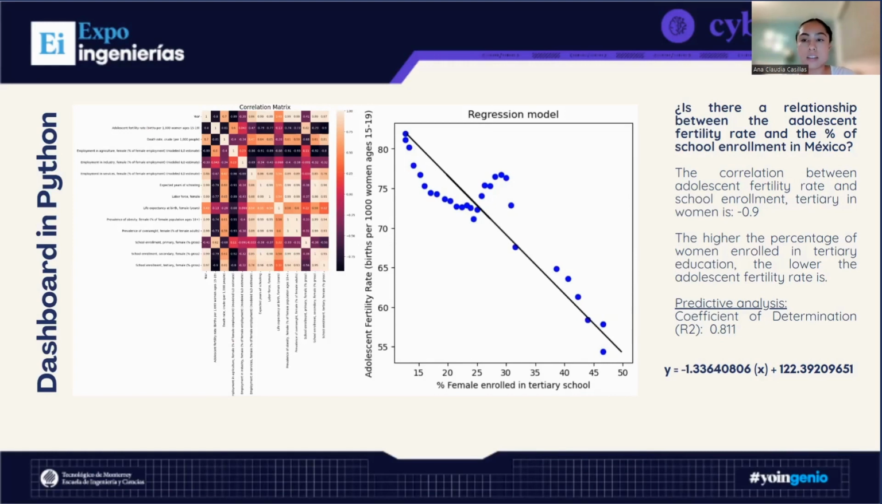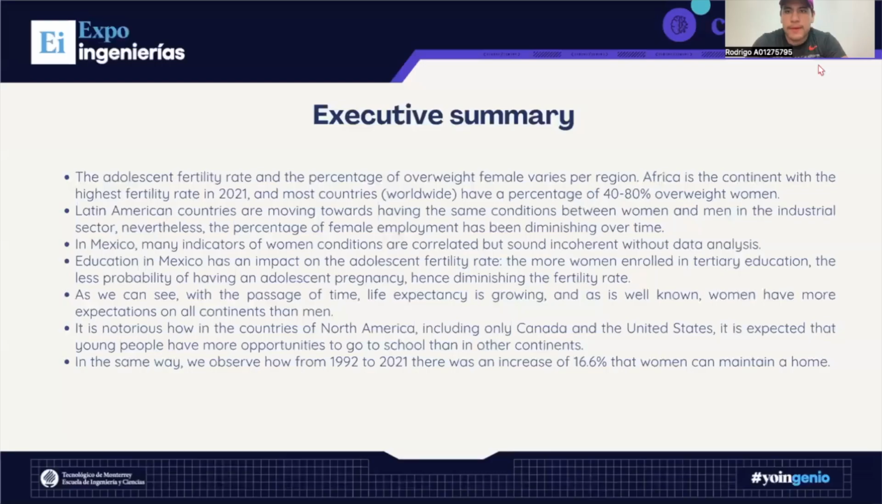We did find a relationship, and the correlation between them was minus 0.9, which is negative. So the higher the percentage of women enrolled in tertiary education, the lower the adult fertility rate is. We did our predictive analysis, and we had a coefficient of determination of 0.11 with that equation.